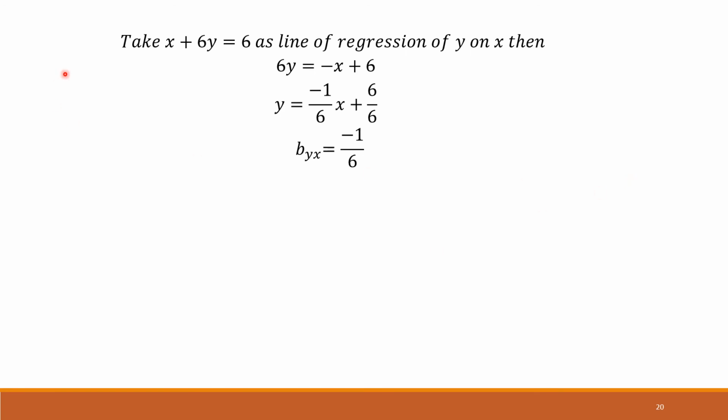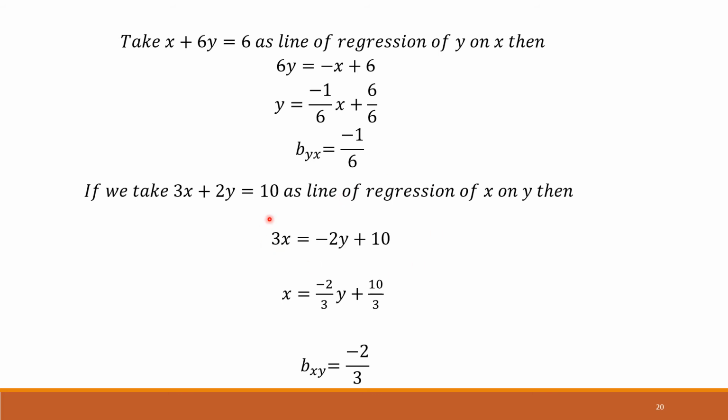So now we are taking this equation as the line of regression of y on x. Keep y on the left hand side and all the other variables on the right hand side. So y is equal to minus 1 by 6x plus 6 by 6. When I keep y on the left hand side, the coefficient of x will be byx. So byx is minus 1 by 6. This lies between minus 1 and plus 1.